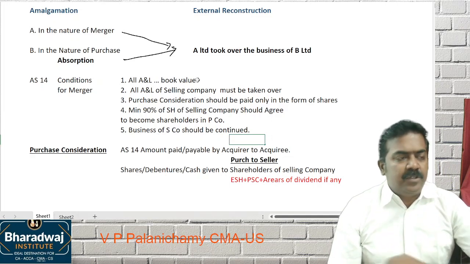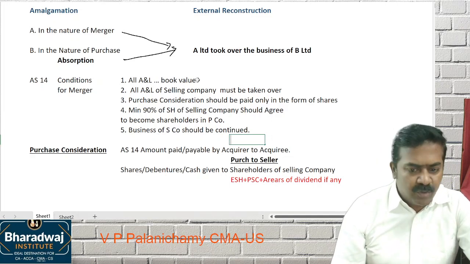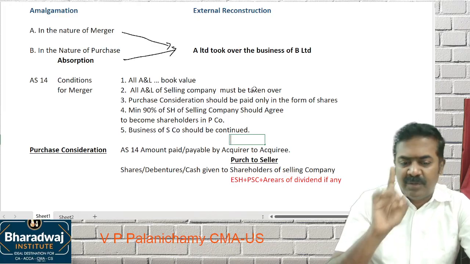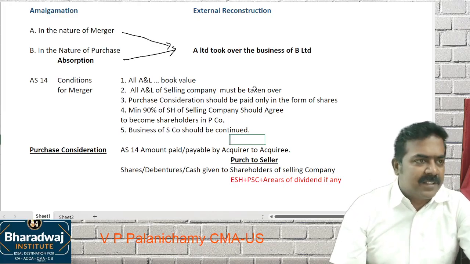All assets and liabilities should be taken over at what value? Book value. All assets and liabilities can be recorded at book value, and all assets of the selling company and liabilities of the selling company must be taken over by which company? Purchasing company. Even if one liability is paid, that is not merger.